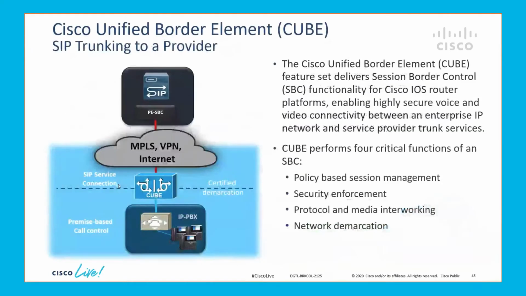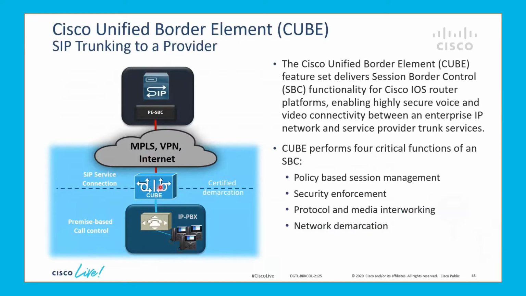Okay, so Cube licenses have moved to Smart as well, and let's do a quick recap of some of the Cube deployment scenarios. What you're seeing over here is a SIP trunking to a service provider, which is the classic Cube deployment scenario. You have on-premises call control where the endpoints are registered, and the call control has a trunk to Cube, and then Cube has a SIP trunk over a transport to the service provider. That is the Cube trunk scenario.